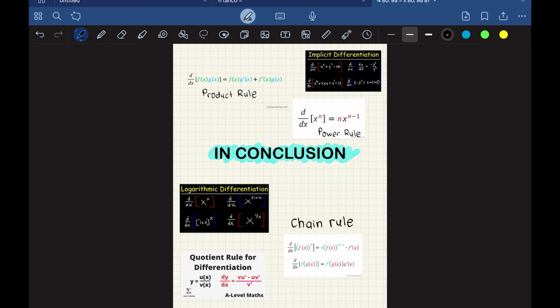Chain rule is used for composite functions. Implicit differentiation is used when functions are not given explicitly in terms of one variable. Logarithmic differentiation is useful for differentiating functions with complex exponents or products.